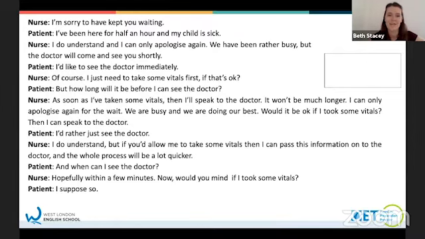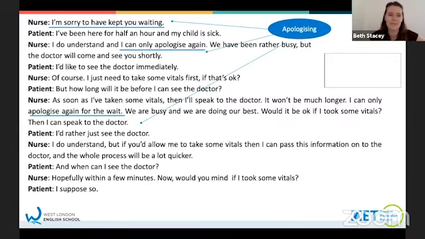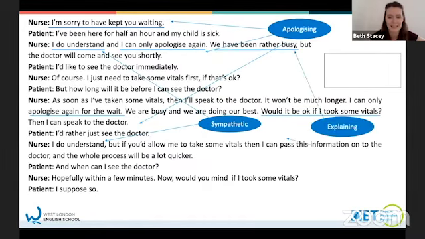Now again, here we've got a very kind nurse. They're very patient with the patient. So the nurse needs to apologise because the patient has been waiting. And we've got some different ways of apologising here. So I'm sorry to have kept you waiting, and I can only apologize. And some sympathetic language, like I do understand.